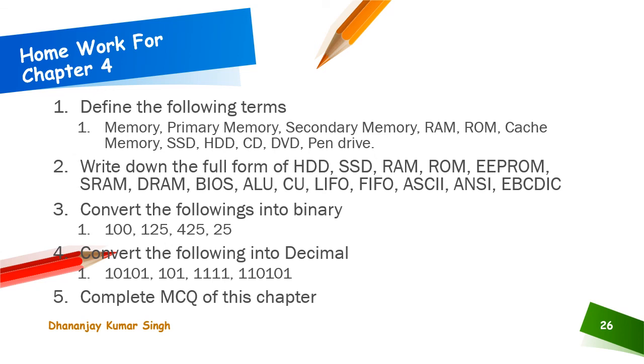And after the first and second, we have to convert the following into binary, as we have already seen how to convert a decimal number to binary. Fourth, we have to convert the given decimal numbers to binary numbers, and fifth, we have to complete the MCQ of this chapter. So this is the homework you have to do, and you have to write it down in the notebook.